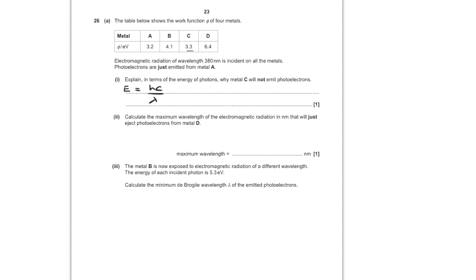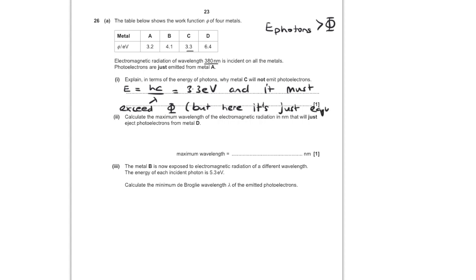When you calculate the energy of the photons of the incident radiation with 380 nanometers, by plugging in everything in the right units, we end up getting 3.3 eV. And 3.3 eV is just equal to the work function. So it's a very subtle difference. However, the energy of the photons, as I said, must exceed the work function. So that's why: it must exceed the work function, but here it's just equal to it, not greater than.